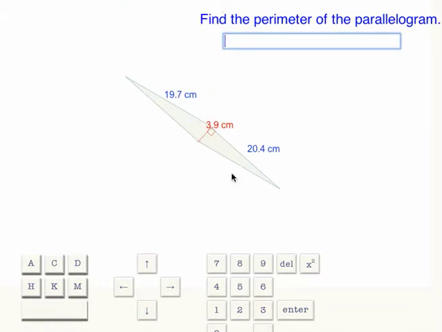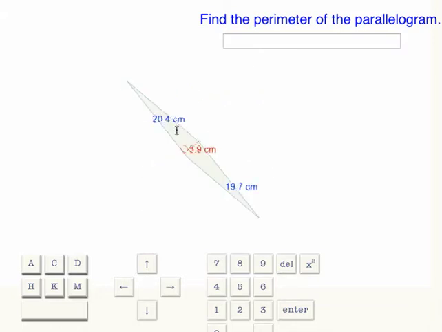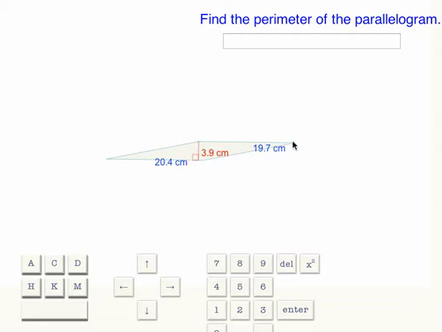Okay, let's quickly do one more. I'm going to rotate this shape so my height is perpendicular to my base, and the height is vertical. So we're talking 20.4 added to the 19.7, added to the 20.4 and the 19.7. So I'm going to take the 20.4 added to the 19.7 and double.